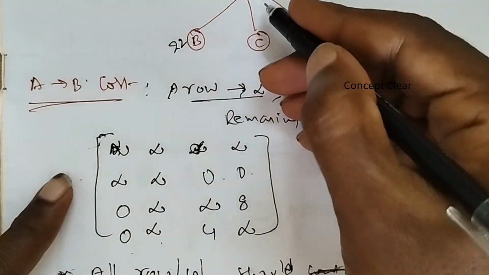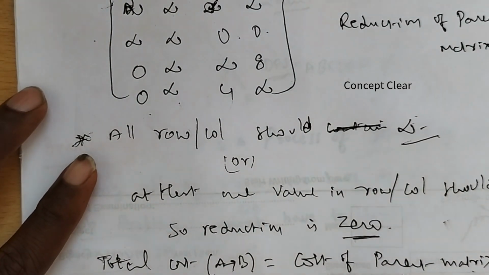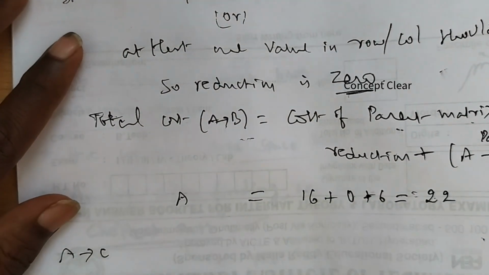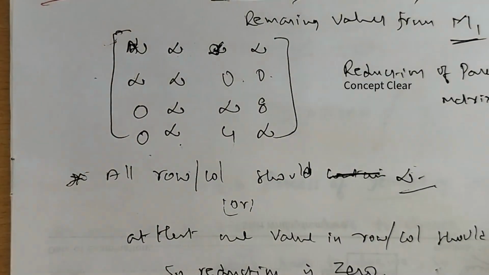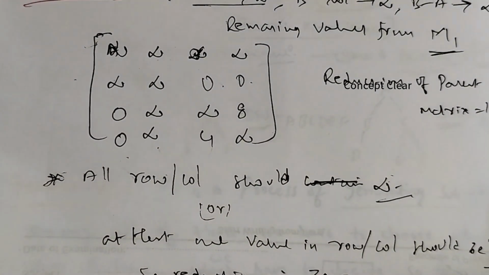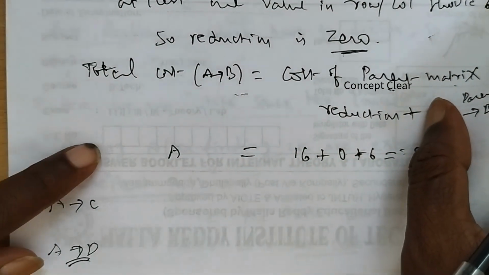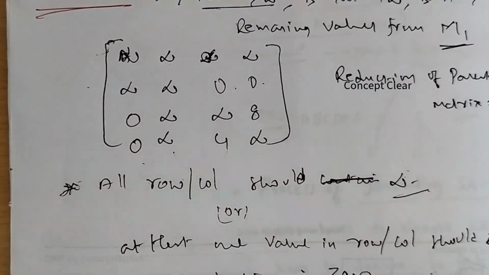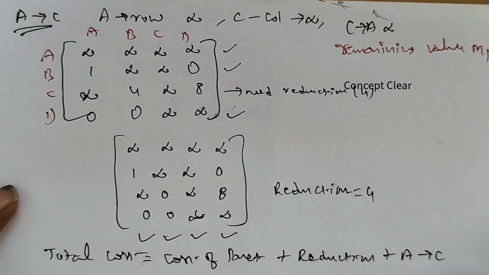Like that, we have to find out A to C as well as A to D. Okay. For time being, I am doing these two, A to C and A to D, offline, and I will show in this video. Yeah. Now A to C.